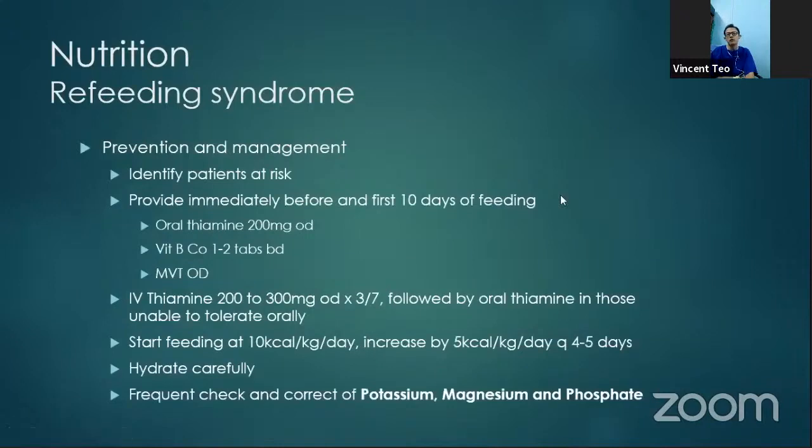How do you prevent and manage it? Generally, identify who is at risk, and give them a lot of vitamins, vitamin Bs, mainly thiamine. For those who can't tolerate orally, you might want to use IV thiamine, 200 to 300 OD for 3 days, and once they tolerate orally, you change to oral. Start the feeding slowly at 10 kcal per kg per day, and step up slowly. What's important is to hydrate them carefully and frequently check and correct the potassium, magnesium, and phosphate accordingly.